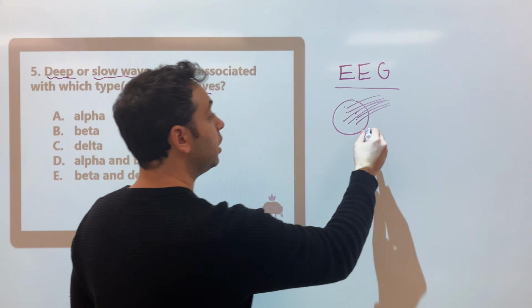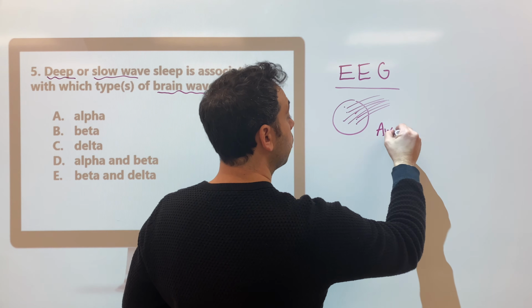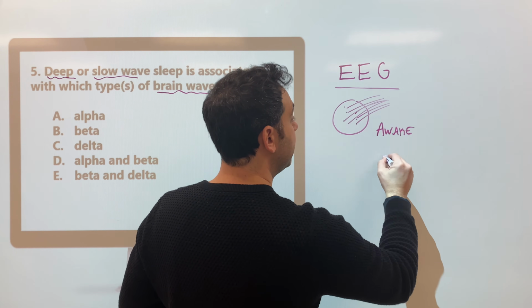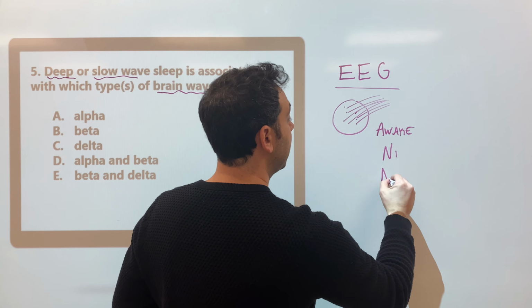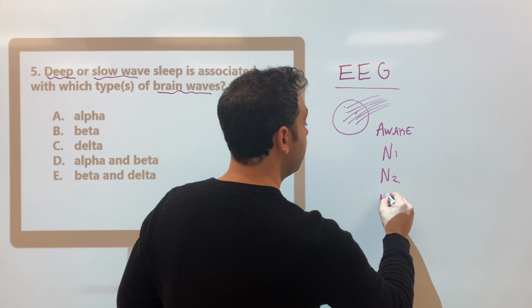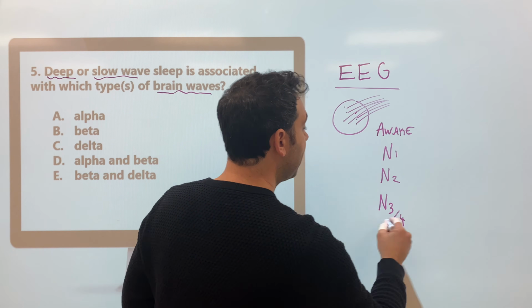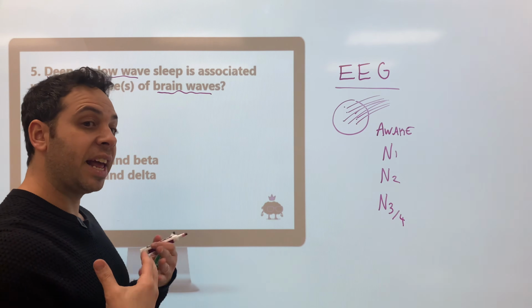And it might tell you if you're awake, right, like right now. It might tell you if you're in non-REM 1, non-REM 2, or maybe non-REM 3 or 4, right? So that's kind of what an EEG does. Does that help us lead to our answer?